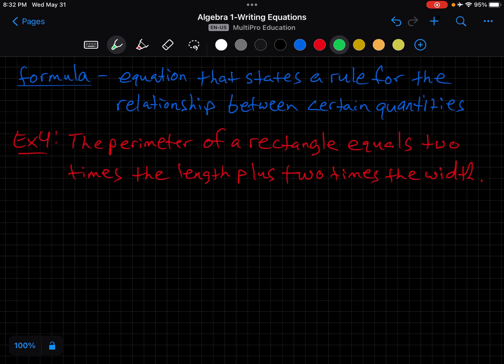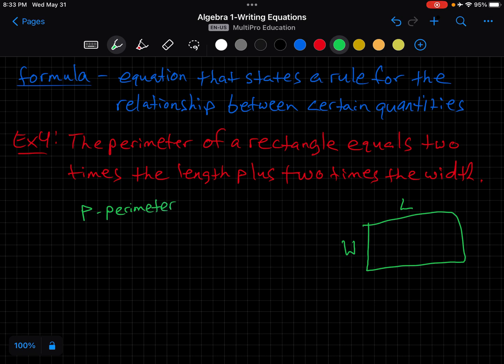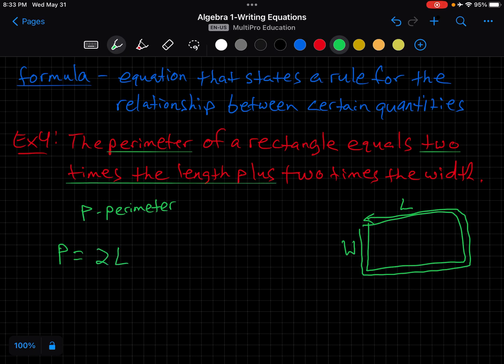Alright, let's draw our old-fashioned rectangle. So we got length and we got width. And we'll say that perimeter is P. And that goes all the way around the rectangle, around the outside edges. Okay, so what is this equation? P, the perimeter, is equal to 2 times the length plus 2 times the width. It's that simple. Great job. So this is the formula for perimeter of a rectangle.